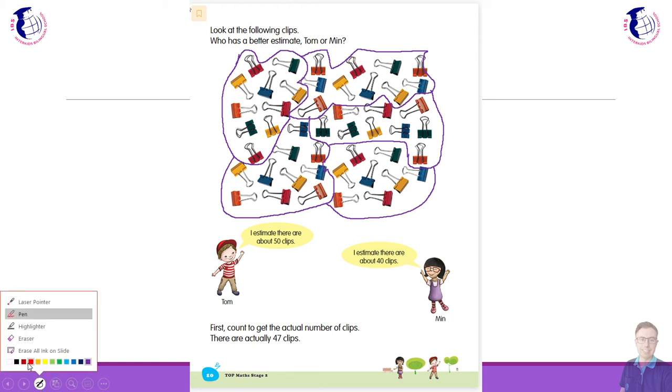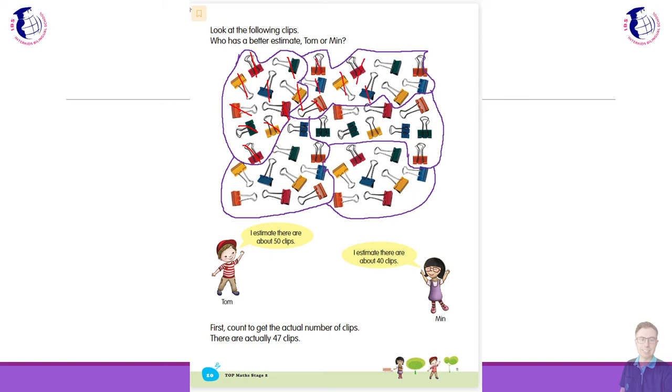Let's get a red pen. A good way to do it is to cross them out like this. 1, 2, 3, 4, 5, 6, 7, 8, 9, 10. Check. 1, 2, 3, 4, 5, 6, 7, 8, 9, 10. Check. 1, 2, 3, 4, 5, 6, 7, 8. Oh, only 9. So I should have circled another one in here. And then there would have been 7 remaining here for my 47.